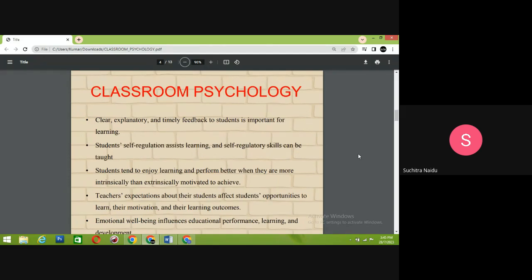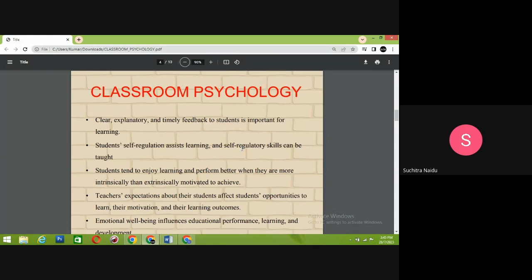Right. Then you have clear, explanatory and timely feedback to students, which is important for learning. Most of the times, we hesitate as faculty. Basically, today my talk is for the freshers, the faculty who have newly joined this field of teaching. Because old timers, we are all very much familiar. We have learned it out of our experience.